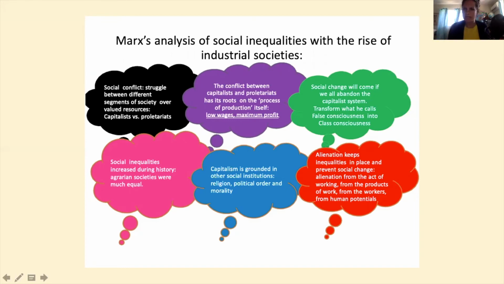Capitalism is grounded in other social institutions. Remember the social institutions we talked about? How structural functionalism sees how these big structures are related to each other and how they work to keep the status quo. In the case of capitalism in the time of Marx, Marx saw that religion, political order, and morality kept this capitalism in place. And he talks about the concept of alienation, which is related to the concept of false consciousness.